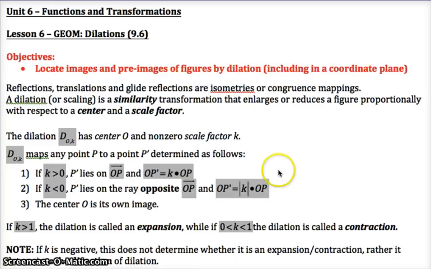Okay, this is about dilations. We've had a bunch of isometries so far for our transformations in geometry, and this is the first one, and really the only one we're going to talk about, that does not preserve distance. When things change under a dilation, they actually get closer together or farther apart, and distance is not preserved. Sometimes it's called a scaling, sometimes it's called a similarity transformation, and it's going to enlarge or reduce a figure.